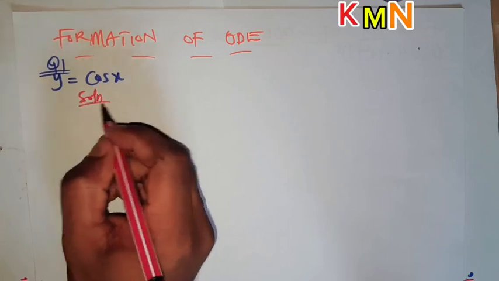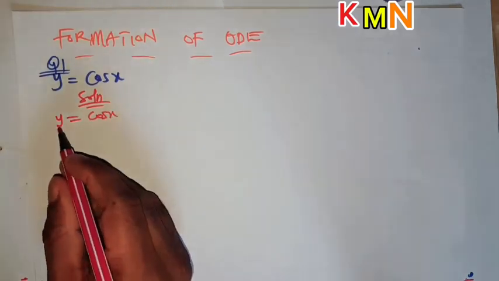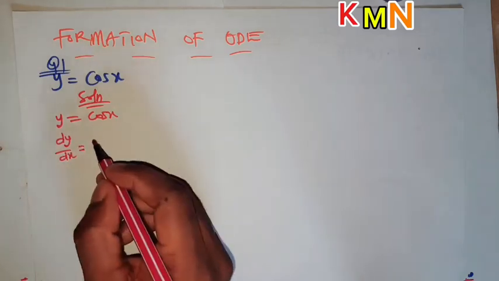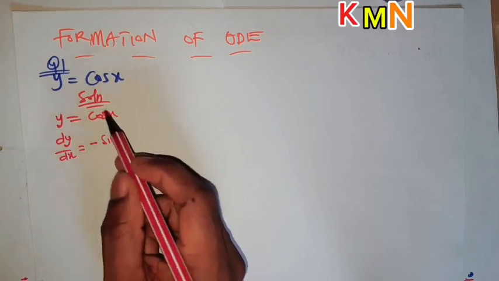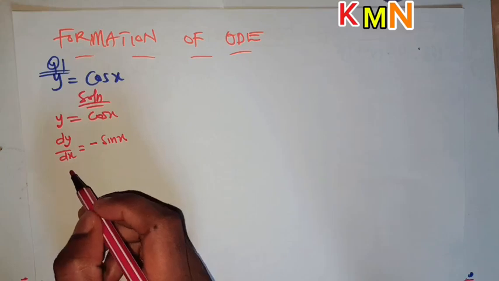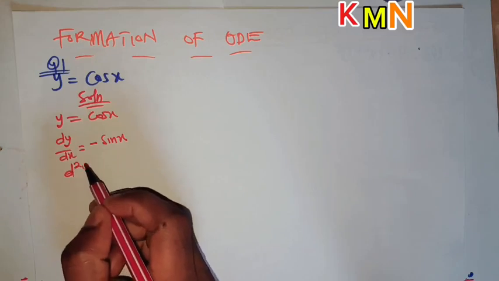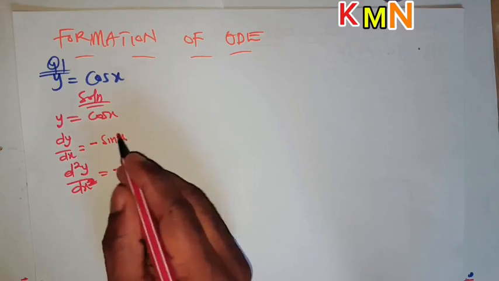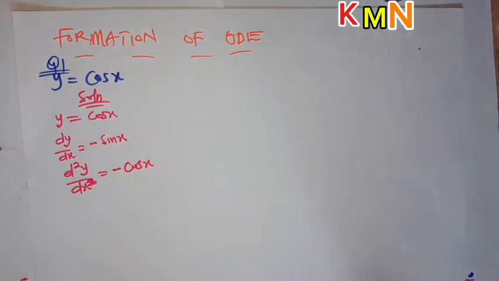So solution: y equals cos x. So it means you have to find the derivative of this, and that will give us dy/dx equals negative sine x, because when you find the derivative of cos x, you get negative sine x. Let's continue. Now it says second order, so let's find another derivative. This negative, then the derivative of sine x is what? Cosine x. So this is what we have.